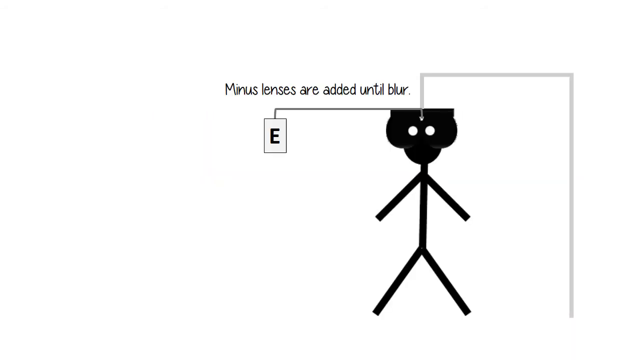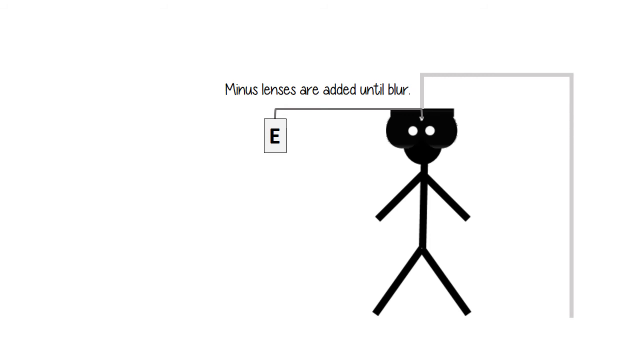And we measure the near point by doing the same thing, only this time we're going to add minus lenses. We don't have to move the card when we have the use of lenses. And before I explain this one, and I will, because I know this whole thing is a little bit confusing. Before I explain this one, let me just say it's really important to do the far point first, okay?